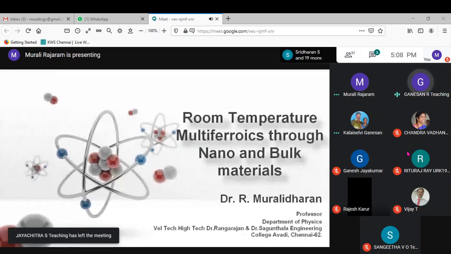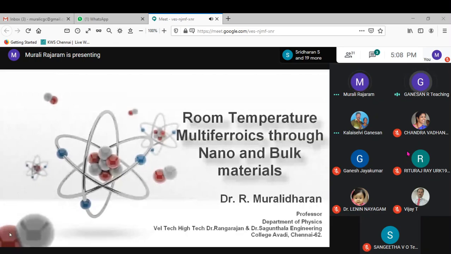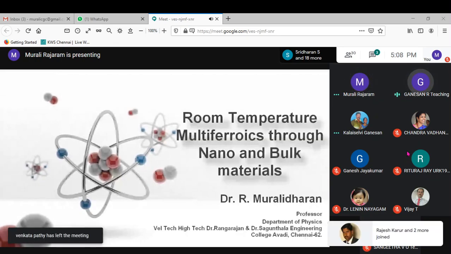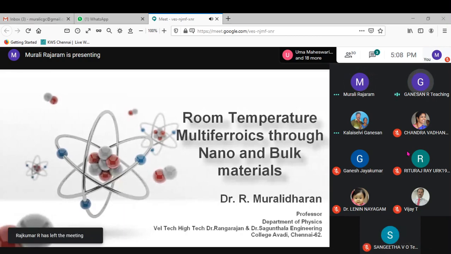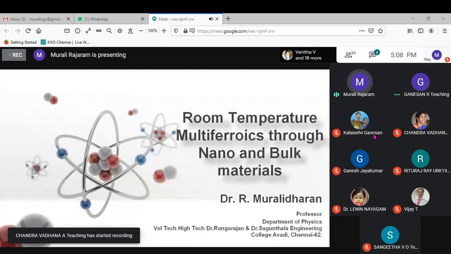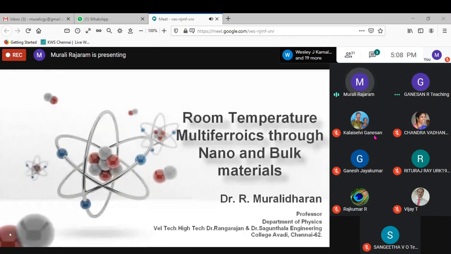He has been working as a professor in Dr. Rangarajan Dr. Sakunthala Engineering College since 2012, and 3 students are doing research under his guidance. Now the session is handed over to our resource person. Thank you, sir. Thank you for your nice introduction.